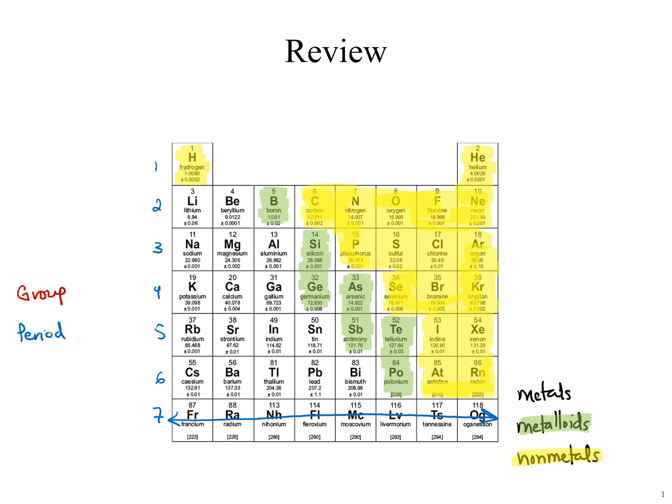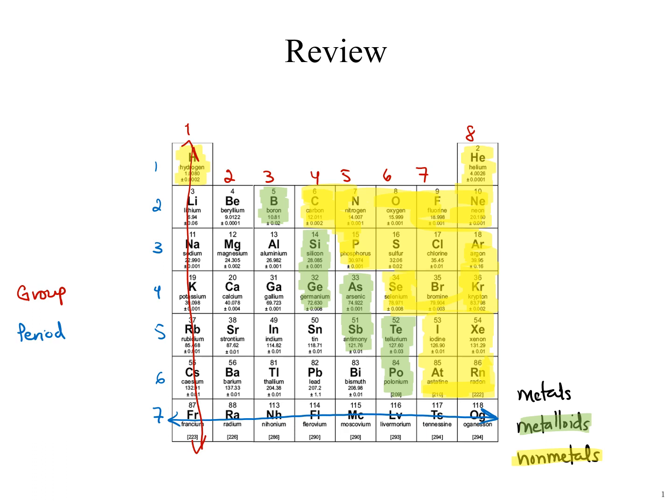Group numbers, or the main groups, right? I'm not including the transition metals. Okay, the main groups are groups 1 through 8. And these are vertical columns. Okay? So going down on the periodic table, we have groups. So I have numbered here groups 1 through 8.